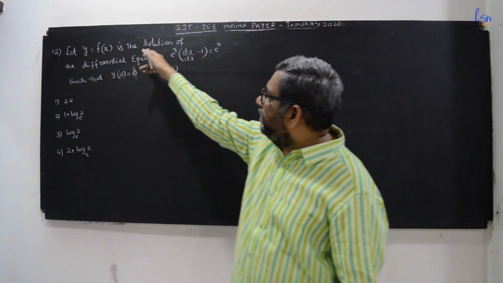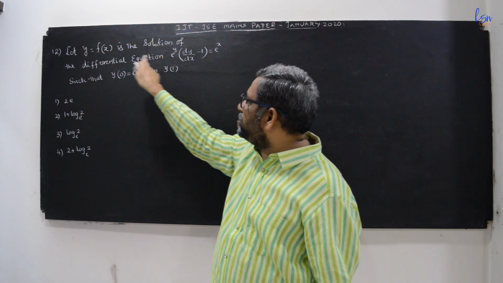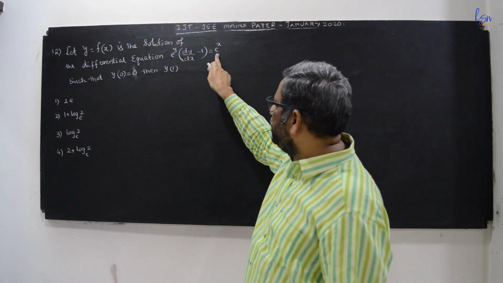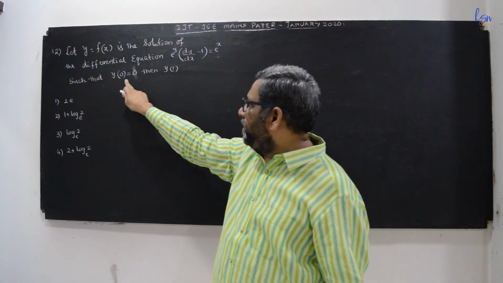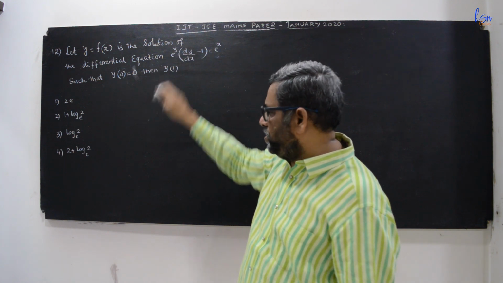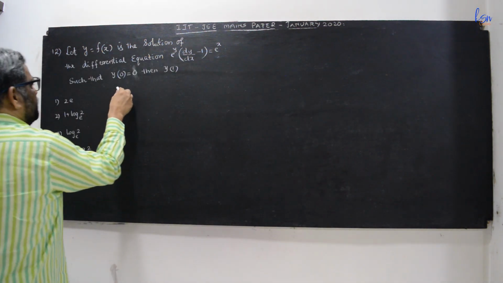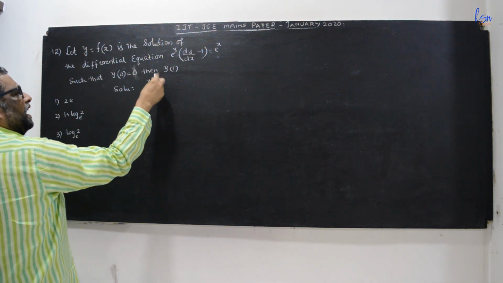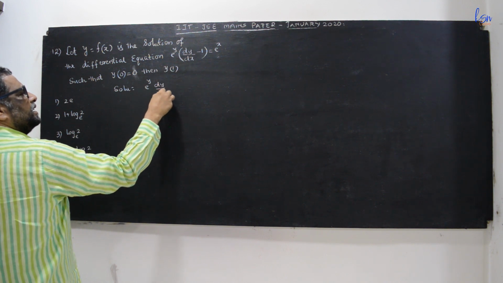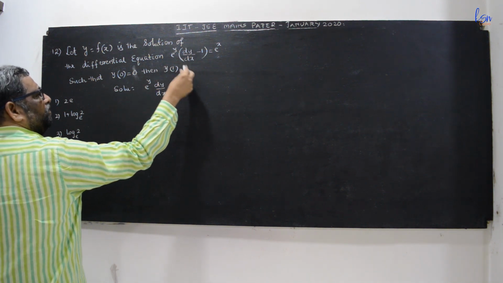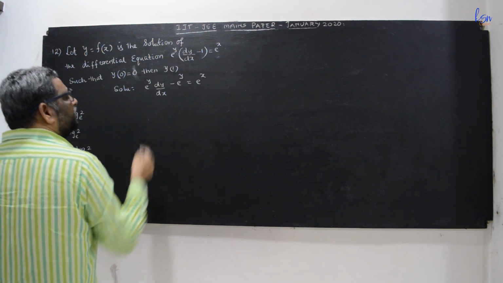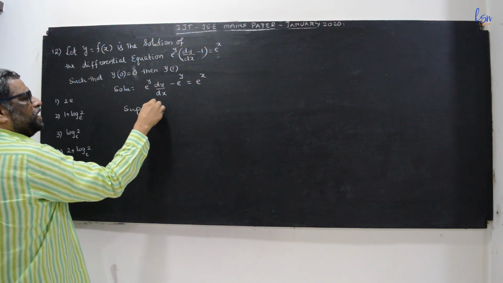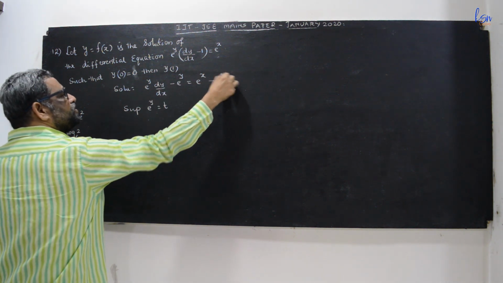Next problem: let y = f(x) be the solution of the differential equation e^y (dy/dx − 1) = e^x, such that y(0) = 0. Then y(1) equals? Let us go for the solution directly. The given differential equation is e^y dy/dx − e^y = e^x. Now suppose e^y = t. Call this the first equation.